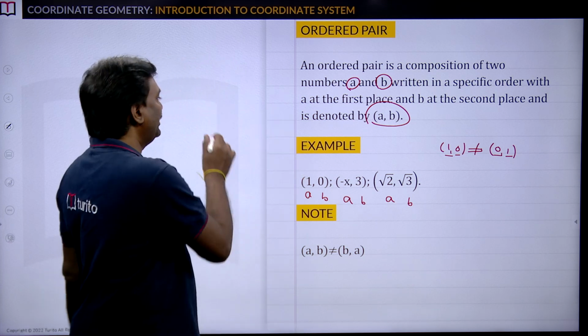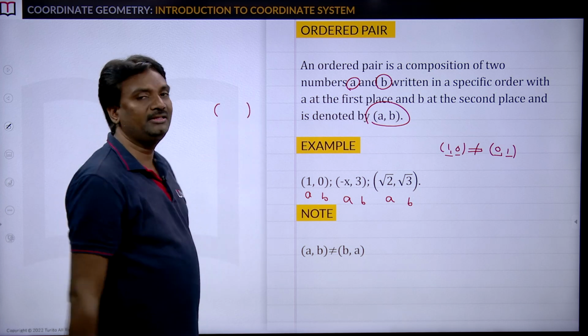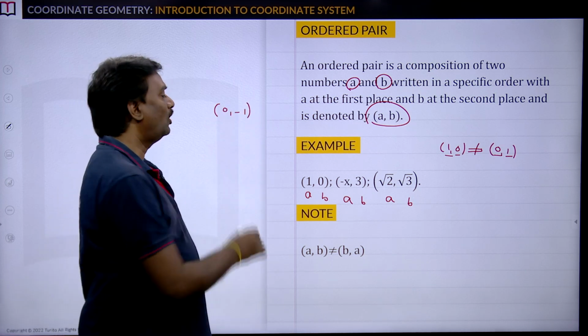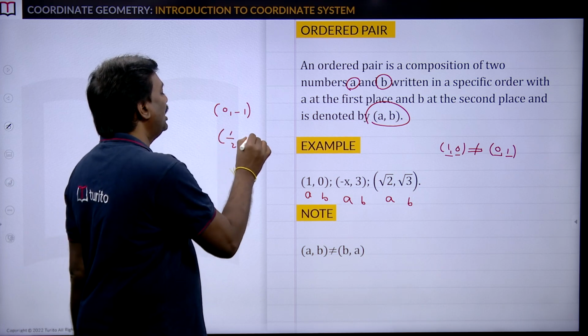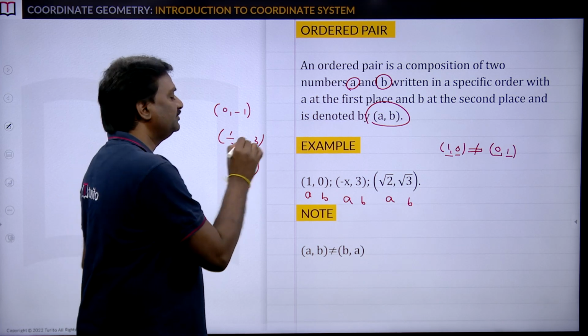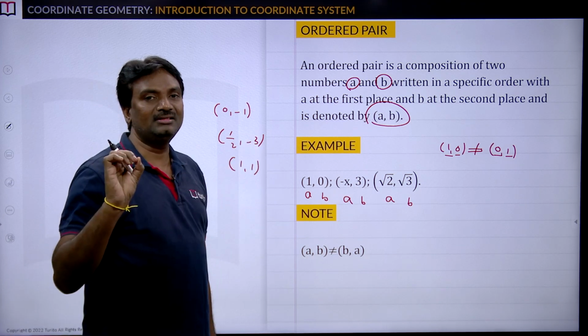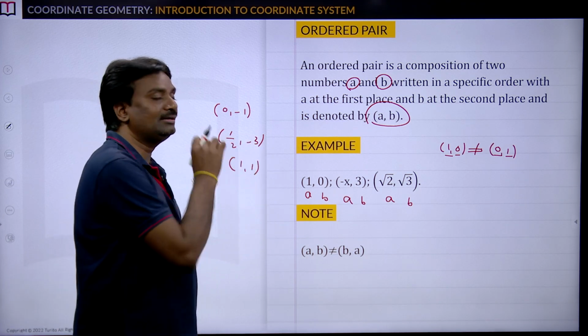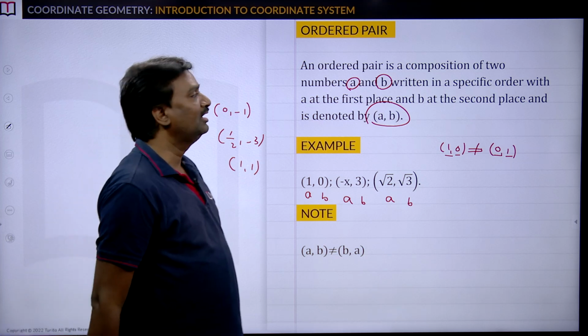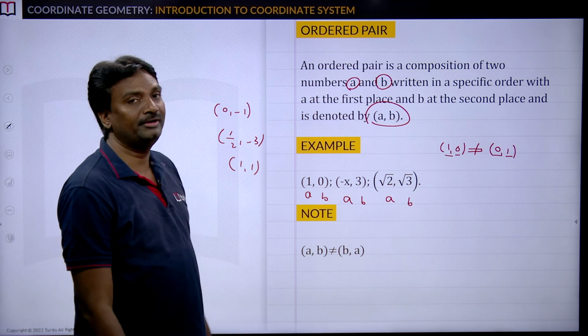So, in the bracket you can take the two numbers as you wish. 0 comma minus 1, this is an ordered pair. 1 by 2 comma minus 3, this is an ordered pair. 1 comma 1, this is an ordered pair. You can take the numbers as you wish in the bracket like this, then we can say those are ordered pairs. So, I hope you understood the concept of ordered pair.